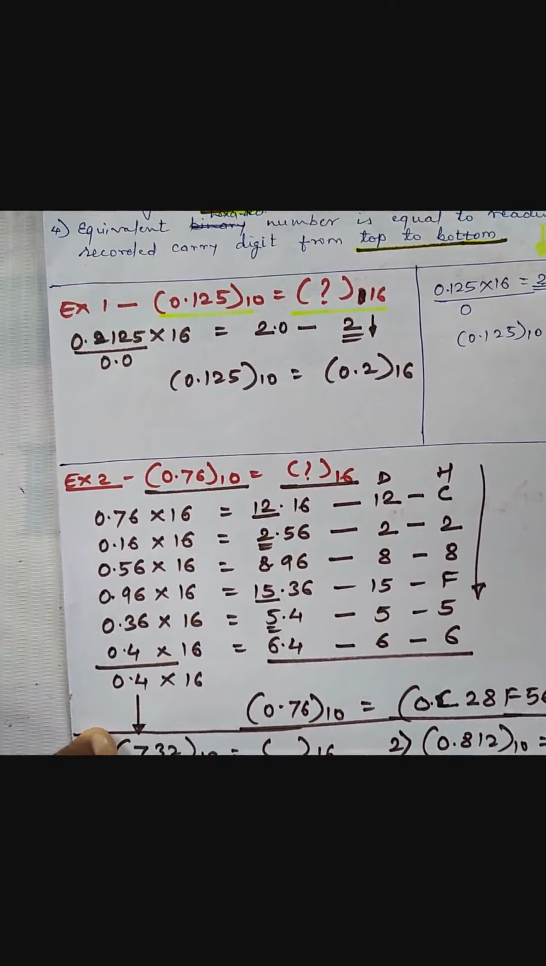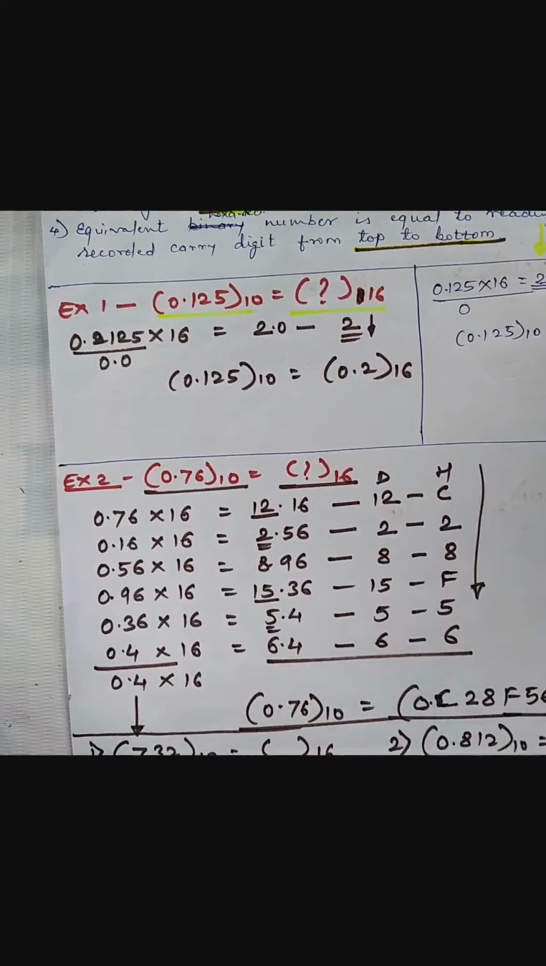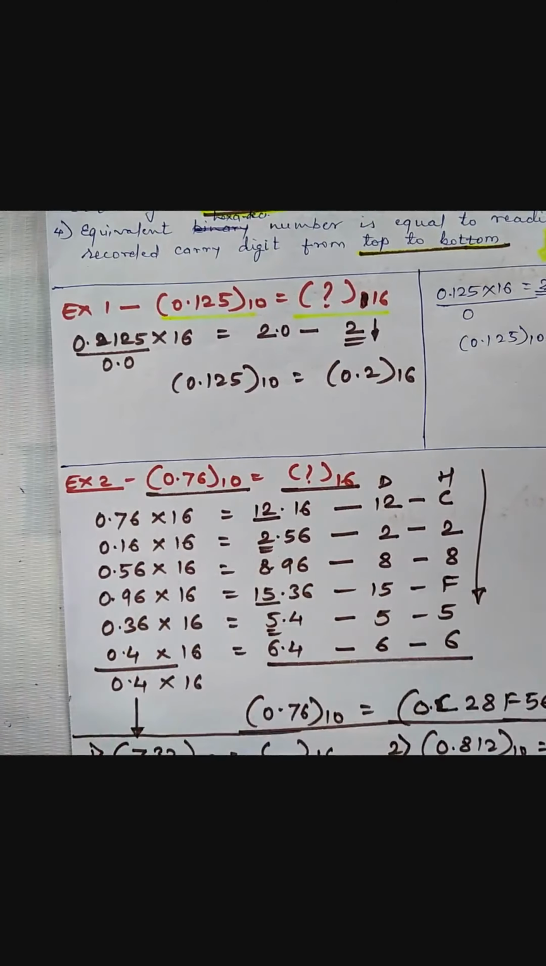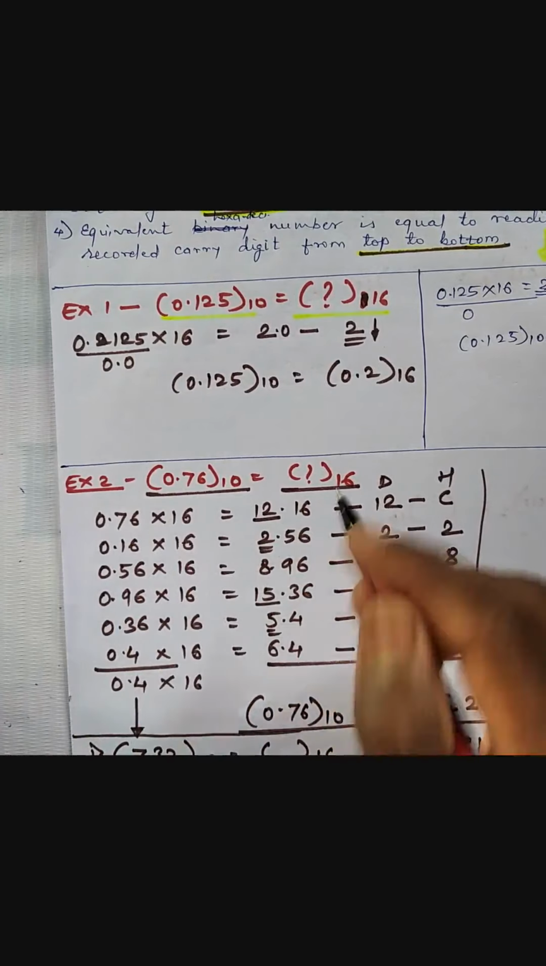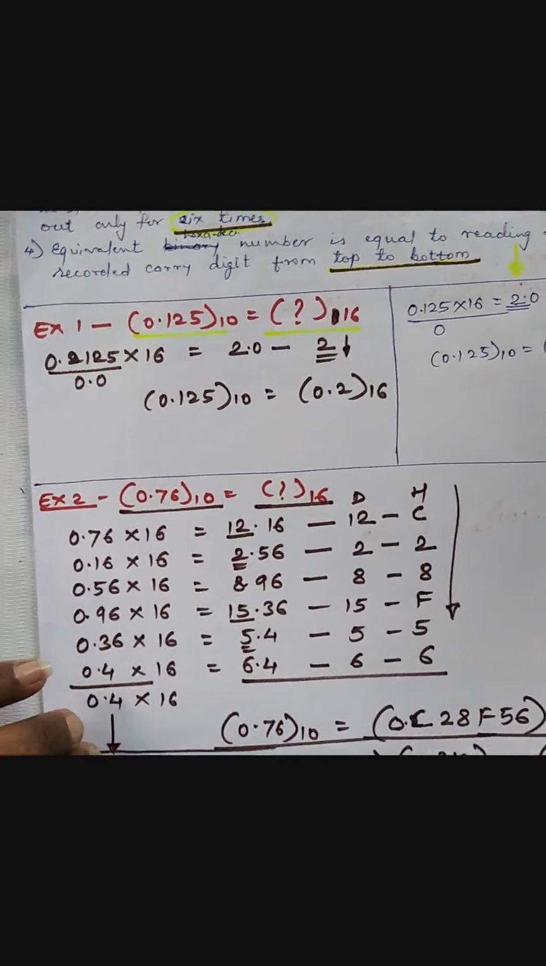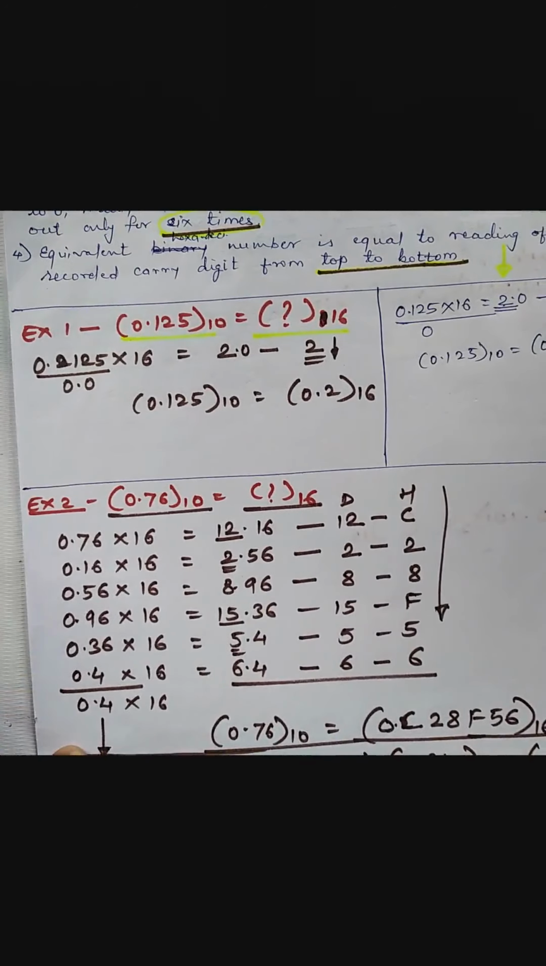Considering the very next example, let us try to convert this 0.76, a decimal number, into its equivalent hexadecimal number. I have already solved this, so let us just go through it.